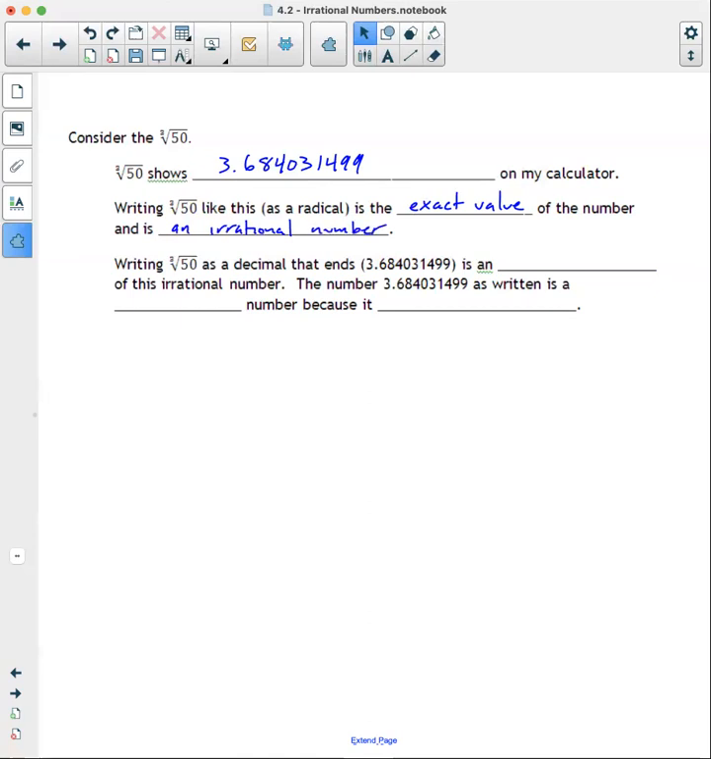Okay, so we always like exact values, not rounded irrational numbers. Okay, so writing the cube root of 50 as a decimal that ends is an approximation of this irrational number. The number 3.684031499 is written as a rational number because it terminates.